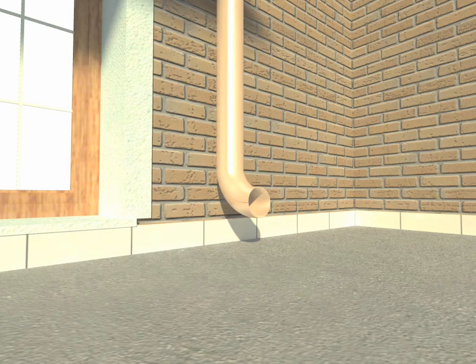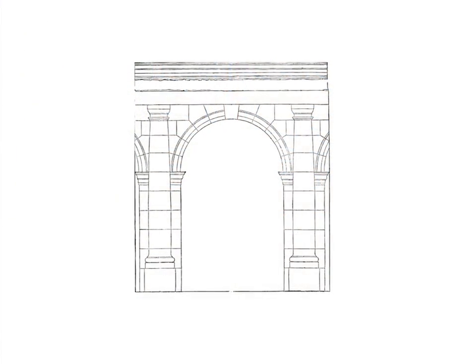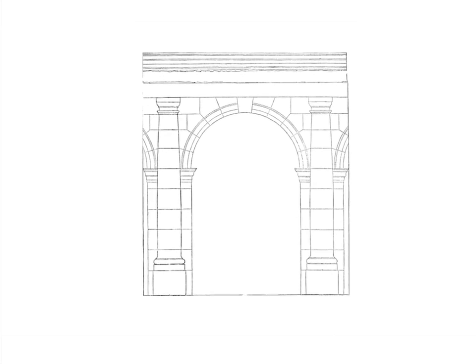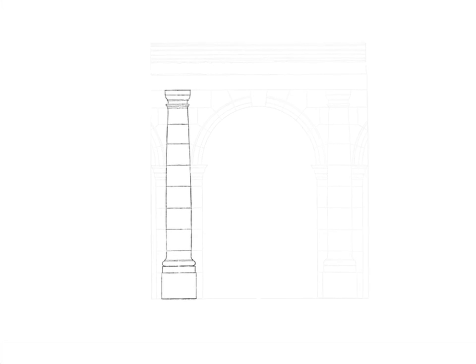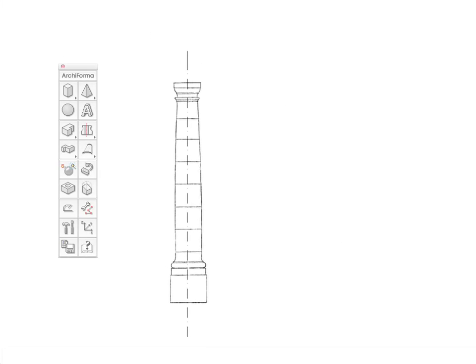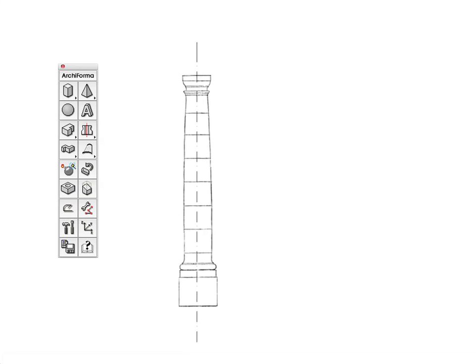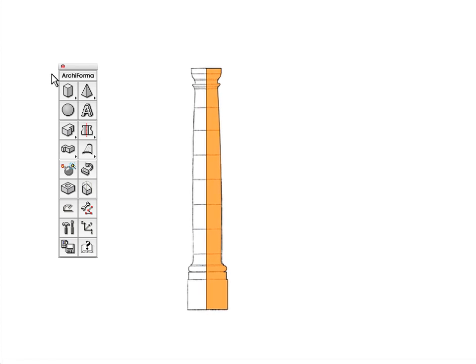Now let's look at the restoration problem. Reproducing the marble column shown here may be easier than you thought. If you imagine the axis of this column, you can use a fill to draw the section, then give 3D shape to the column using the revolution tool.